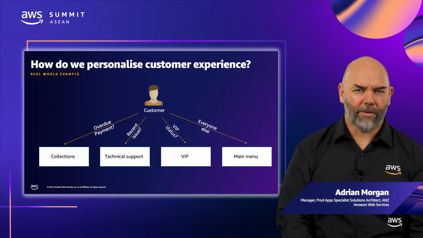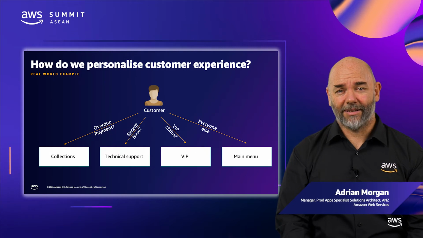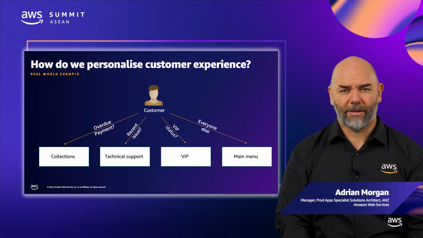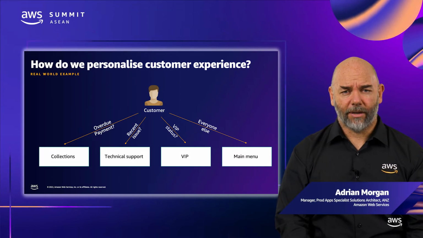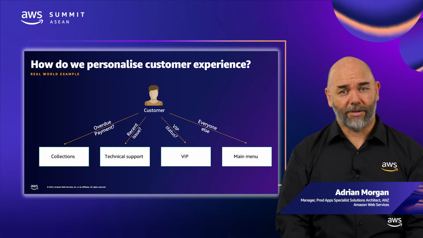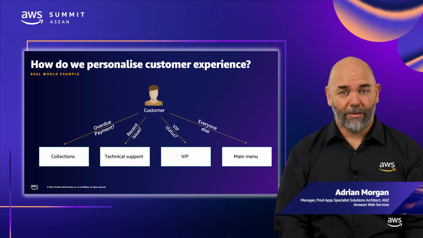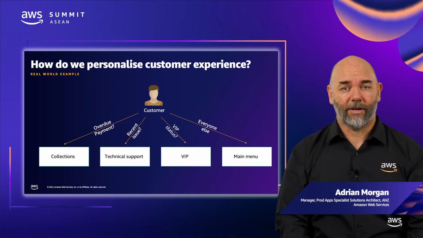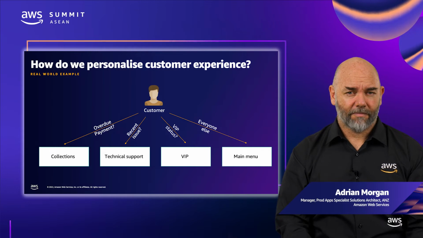Is the customer a VIP? Does the customer have an overdue payment? And has the customer had a technical fault in the past 30 days? So typically, customers with overdue amounts would always go to collections. Recent technical faults are routed to technical support. And if the customer is a VIP, we would typically send them to a priority VIP experience. Otherwise, go to the main menu.